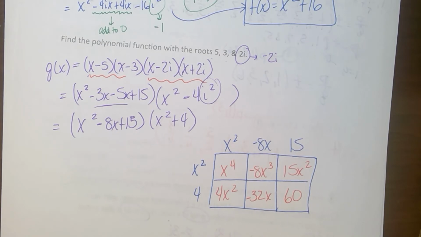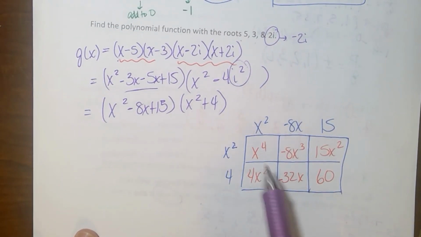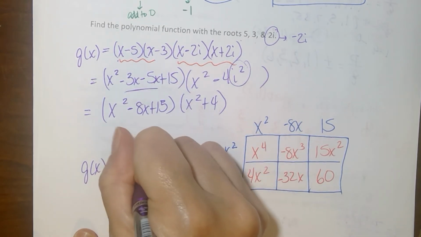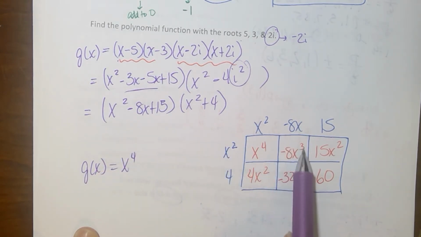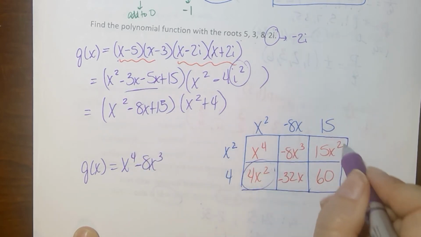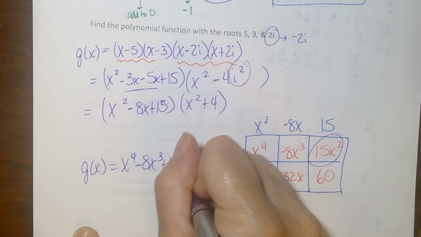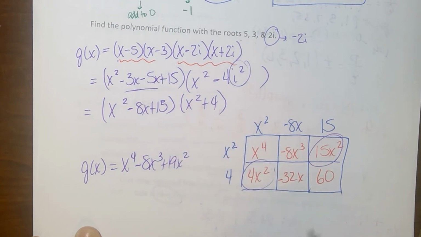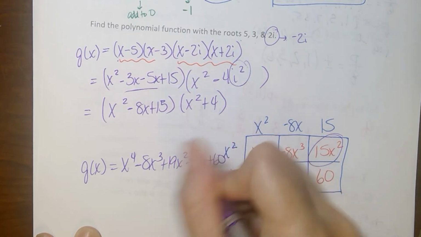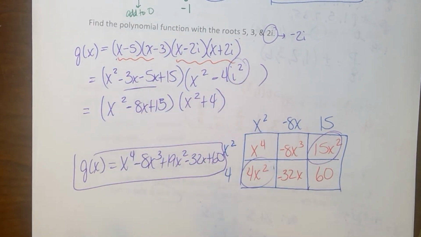Now I'm going to combine like terms and list them in order with my largest exponent first. So g of x is, well, x to the 4th is my largest exponent. Then I have negative 8x cubed. I have 2 squared terms to combine, so that's plus 19x squared. Then I have minus 32x and plus 60. So there's my polynomial function that we created from the given roots.